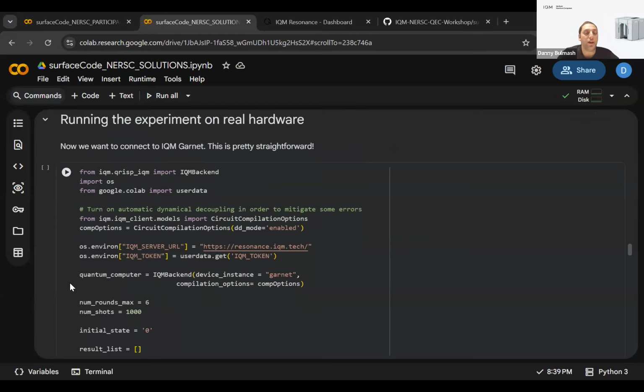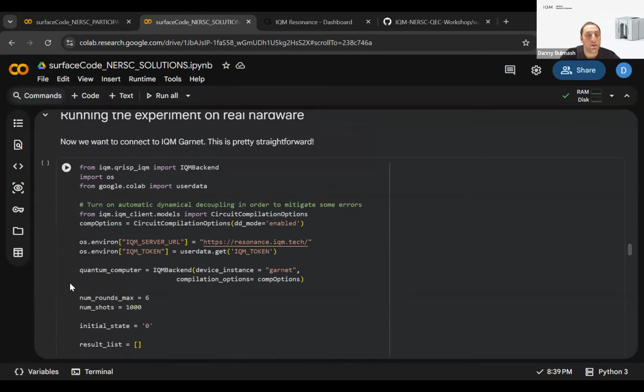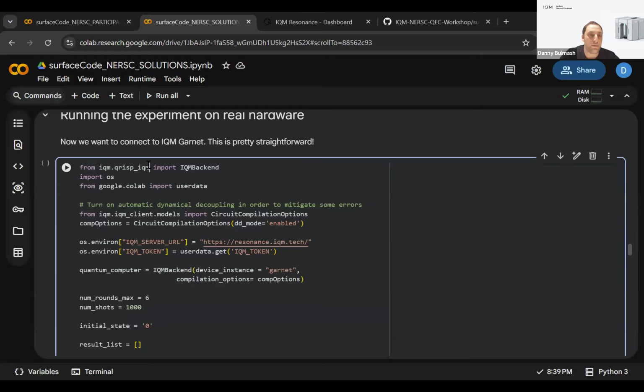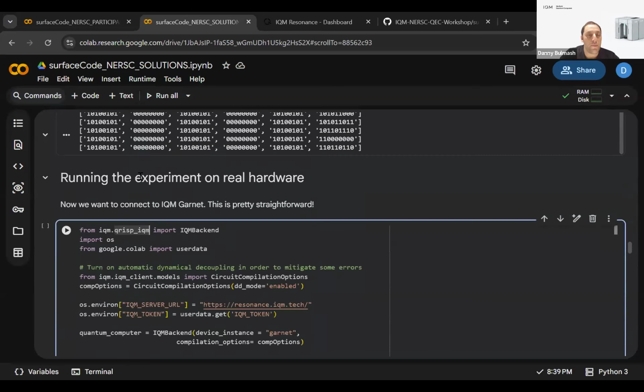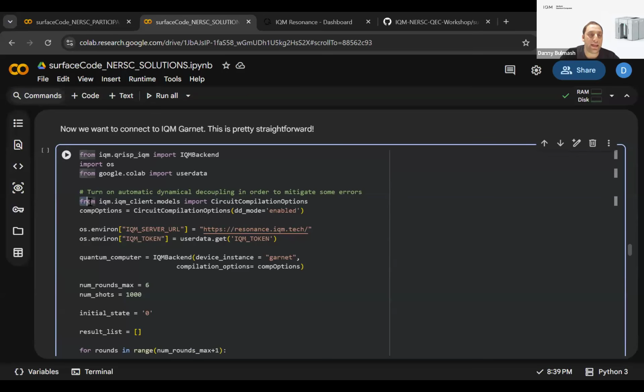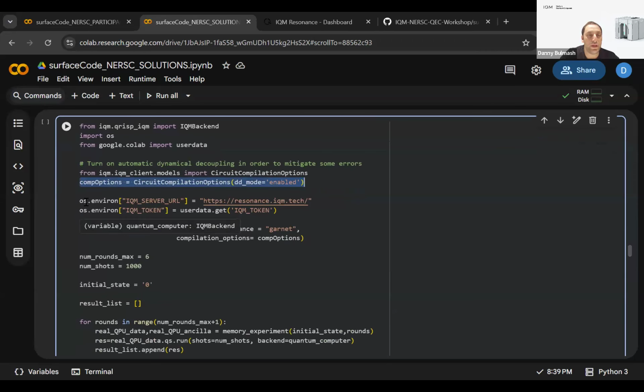So let's actually run this thing on hardware. To connect to IQM Garnet, all we have to do is this. There's a couple of extra imports, and I'm adding a little piece which is going to mitigate certain errors. But we tell CRISP where the quantum computer lives. You put your token in.